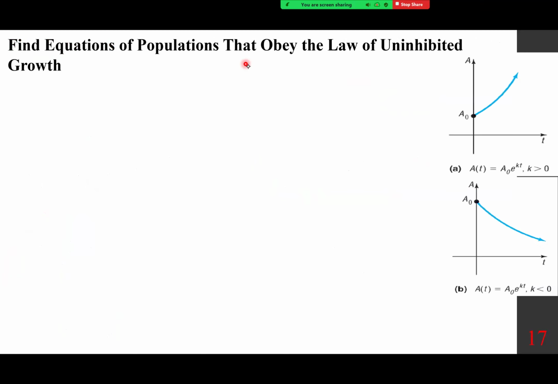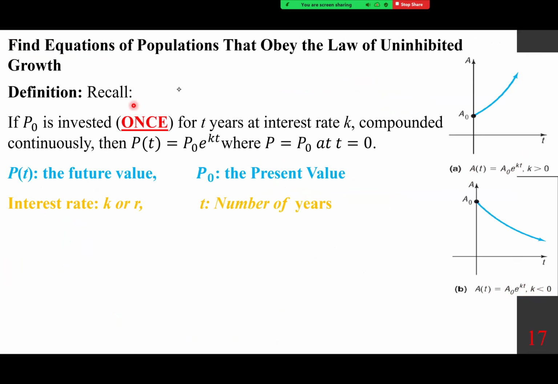Find the equation of populations that obey the law of uninhibited growth, meaning A of t is A sub 0 e to the power of kt when k is larger than 0, exponential growth, and A of t equals A sub 0 e to the power of kt when k is less than 0, this is exponential decay. So, definition recall. If P sub 0 is invested once, P sub 0 can be an investment or a population, for t years at interest rate of k, or again, as I said, in some cases we use r, compounded continuously, then P of t equals P sub 0 e to the power of kt, where P equals P sub 0 at t equals 0.